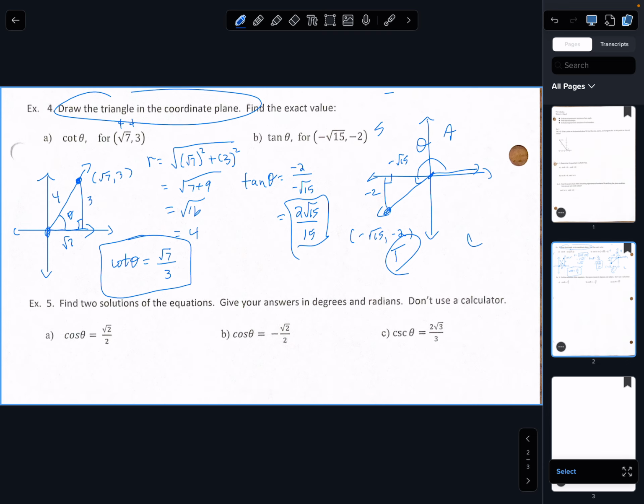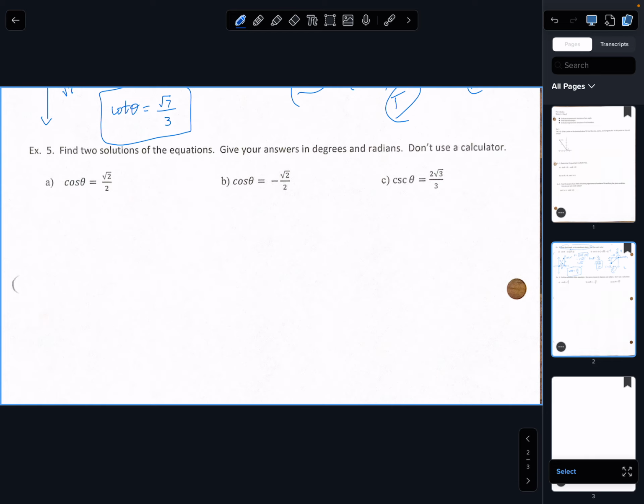All right. So remember how I said yesterday's assignment is imperative, that when they give you tangent of pi thirds, sine of 11 pi 6, it's imperative that you have a method that will get you the right answer to that. Yes? Okay. Because now we're going in reverse. They are giving you the result, and they want you to match it with the angle. So you've got to do this in reverse. Find 2 solutions. Give your answers in degrees and radians. Don't use a calculator.